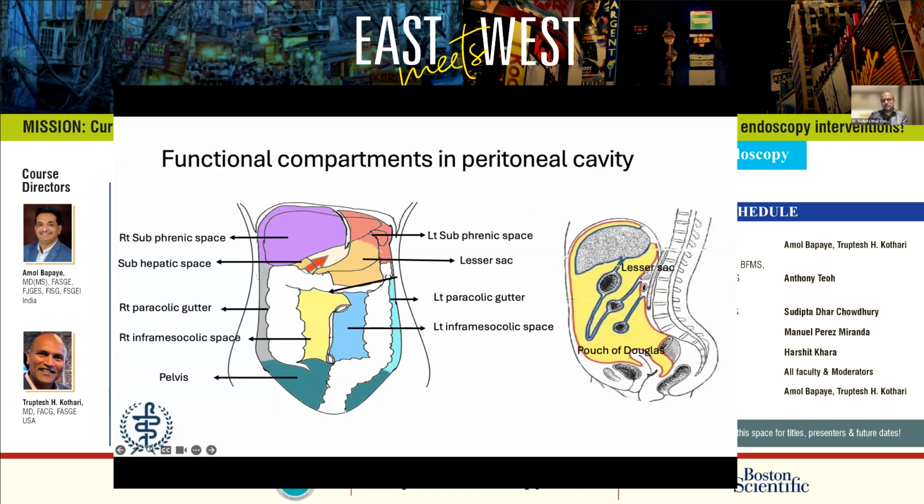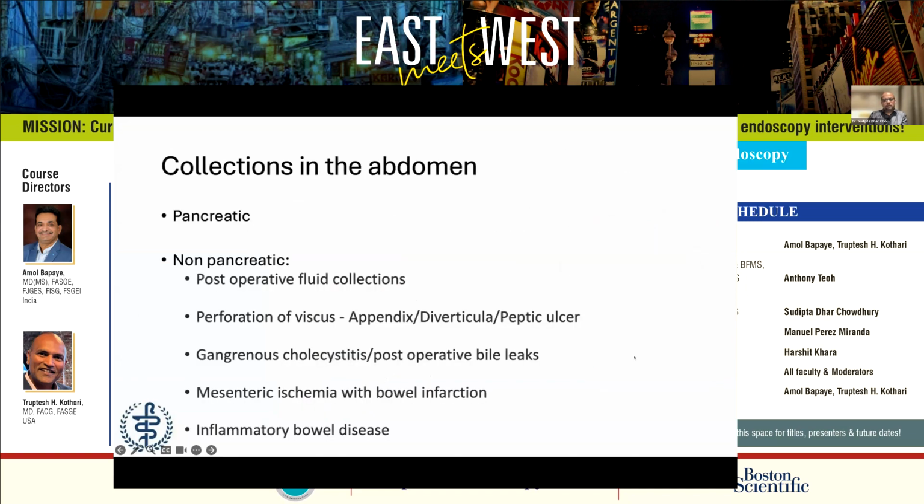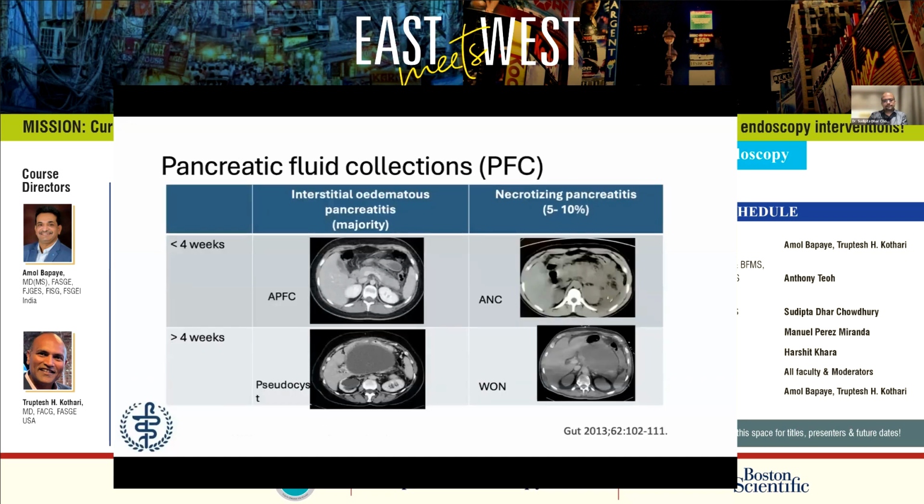And in the pelvis, one area, of course, is the pouch of Douglas, which is just in front of the rectosigmoid area. Now, these collections in the abdomen can happen from multiple causes. Commonly, we encounter collections related to acute pancreatitis. However, non-pancreatic causes can also produce collections within the abdominal cavity. These are usually seen in postoperative situations, or if there's a perforation of a hollow viscus like an appendix, a diverticulum, or a peptic ulcer, gangrenous cholecystitis, ischemic bowel, or inflammatory bowel disease.